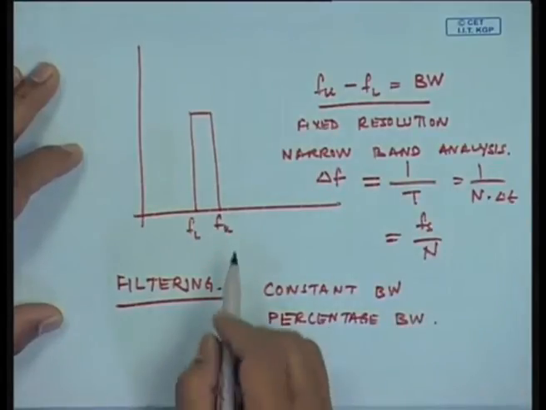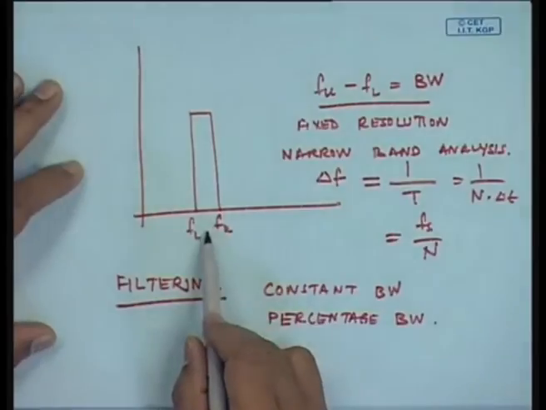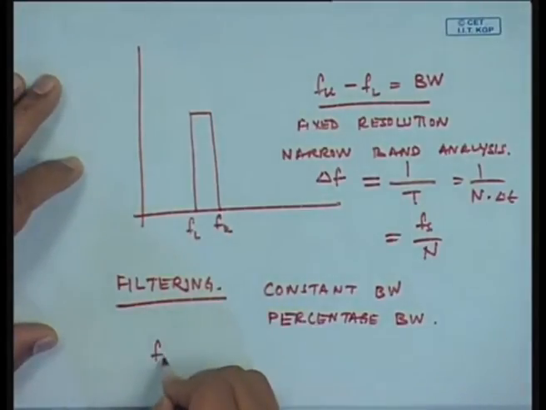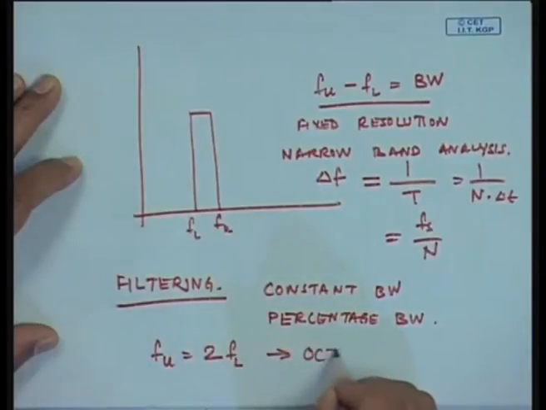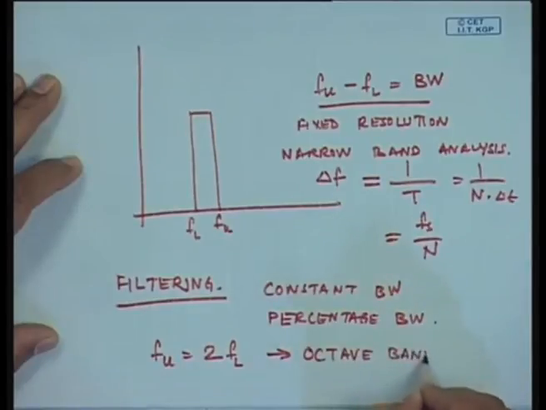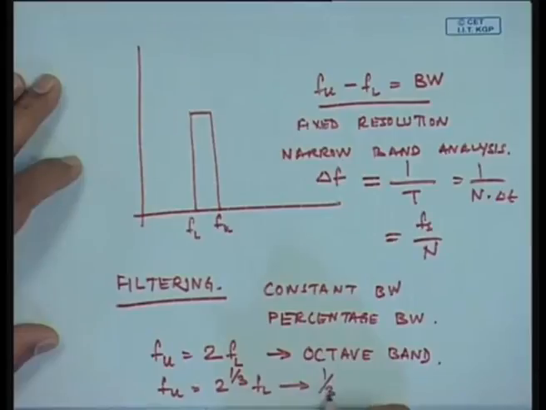In percentage bandwidth, there is a relationship between the upper frequency and the lower frequency. If the upper frequency is equal to twice the lower frequency, this is what is known as an octave band. And if the upper frequency is 2 to the power 1/3 times FL, this is a 1/3 octave band.